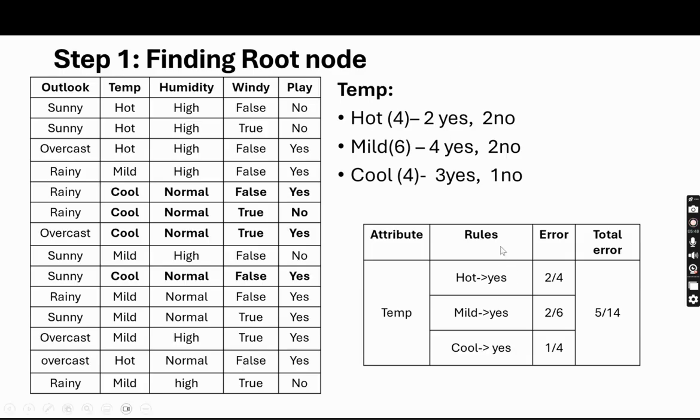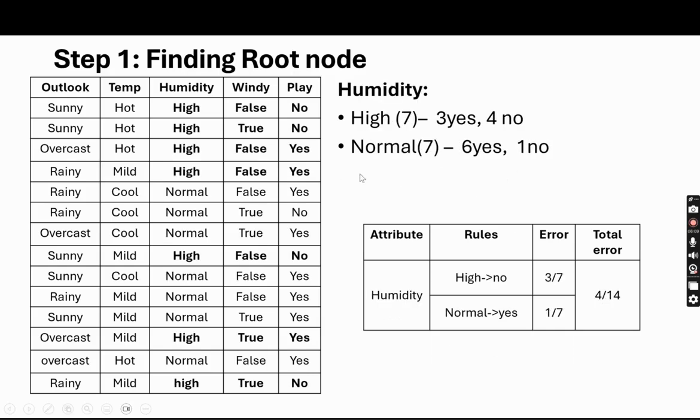So hot tends to yes, which results in 2 error values out of 4, and mild tends to yes, which results in 2 error values out of 6, and cool tends to yes, which results in 1 error value out of 4. So these are the error values, and by adding them we get 5 errors out of 14 entries. So for humidity, there are 2 values, high and normal.